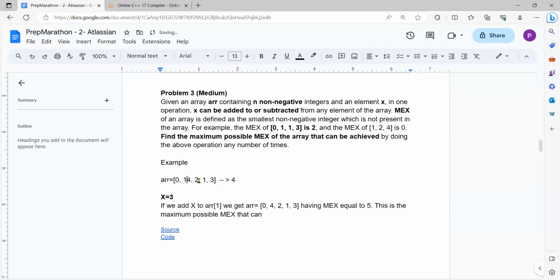Okay. One hint that I will give here is for this array, the answer is 5. Okay. 0, 1, 2, 1, 3, and x value is 3. Suppose my array was like this: 0, 1, 2, 1, 0. Then what is the maximum MEX that I can have after performing operations? Can you tell? Just tell me in chat. What is the maximum MEX I can get after performing the operation on this array? 0, 1, 2, 1, 0.